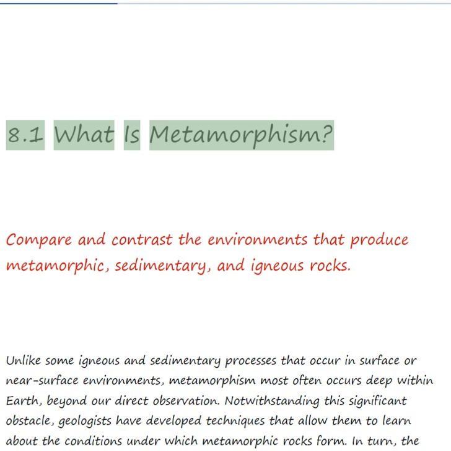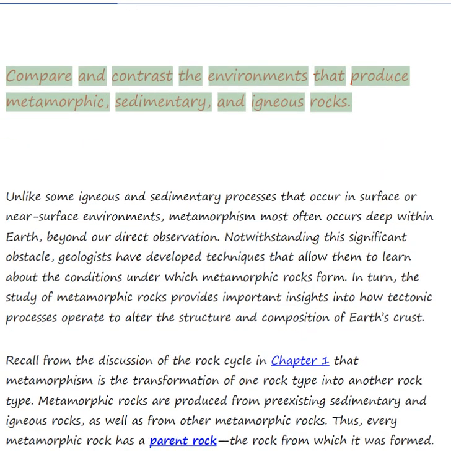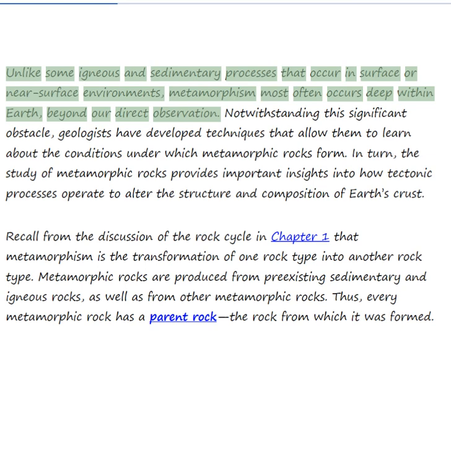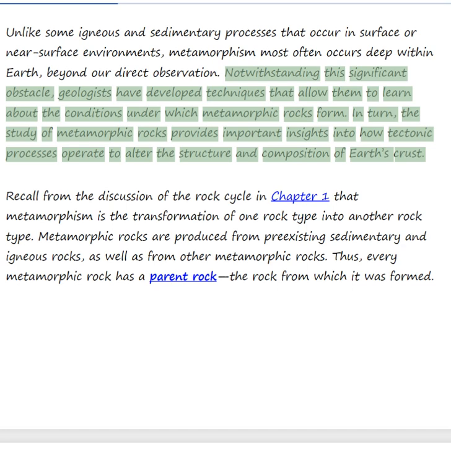8.1 What is metamorphism? Compare and contrast the environments that produce metamorphic, sedimentary, and igneous rocks. Unlike some igneous and sedimentary processes that occur in surface or near-surface environments, metamorphism most often occurs deep within Earth, beyond our direct observation. Notwithstanding this significant obstacle, geologists have developed techniques that allow them to learn about the conditions under which metamorphic rocks form. In turn, the study of metamorphic rocks provides important insights into how tectonic processes operate to alter the structure and composition of Earth's crust.